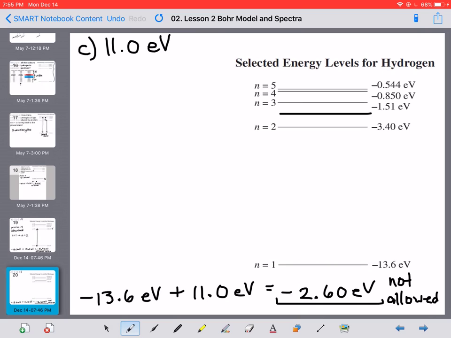So because it's a not allowed value, the atom, the electron, same thing, will not absorb the photon because this photon doesn't have the perfect amount of energy required to move the electron up to a higher energy level. So this is actually the same as part A, where the photon is not absorbed.